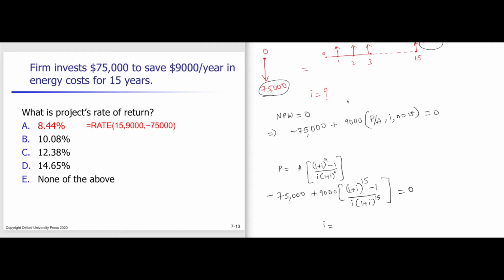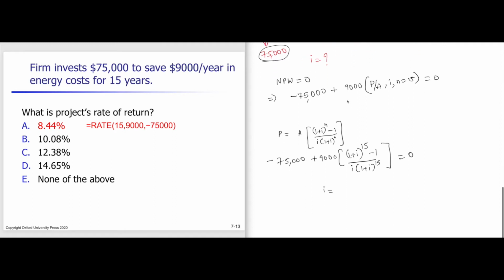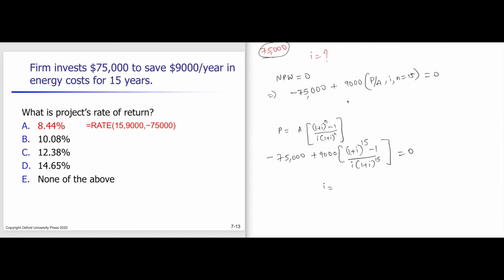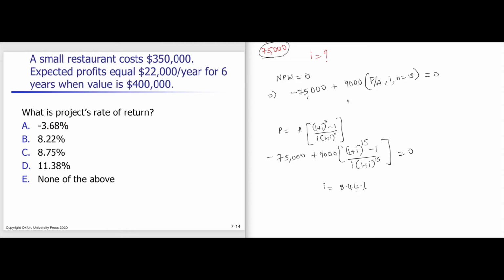I didn't do the calculation myself, but that's the answer we have. So we should get 8.44%. This is a practice problem. Please do this. The same idea applies here. No matter which problem we take, we have the same idea.